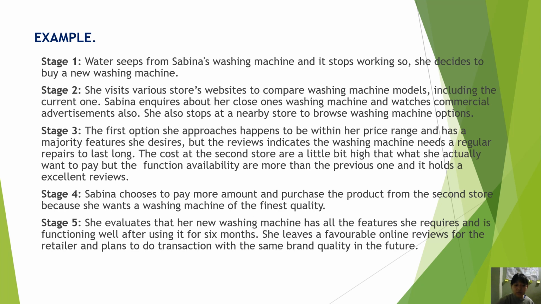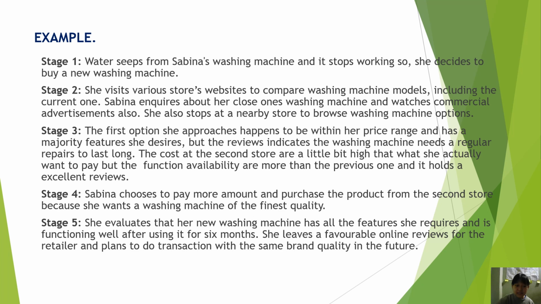And in the fourth stage, Sabina chooses to pay a higher amount and purchase the product from the second store because she wants a washing machine of the finest quality. Now, after evaluating all the factors, she comes to a purchasing decision where she buys a product from the second store with the finest quality but at a higher price.